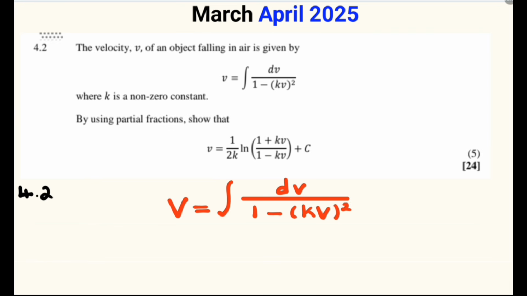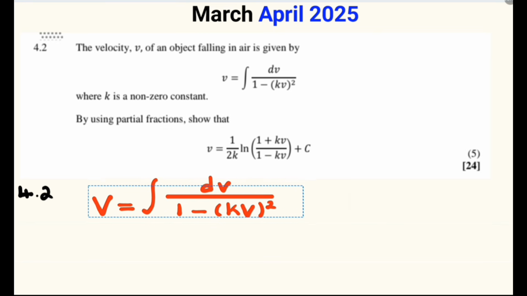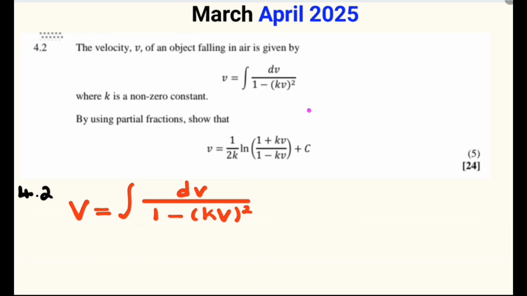Finally, for our last question, we determine the velocity of an object falling in air given by the following integral. So we integrate so that we can get the velocity, and we are going to integrate using partial fraction decomposition. Suppose that we have a squared minus b squared, a difference of two squares. This will be equal to a minus b multiplied by a plus b.